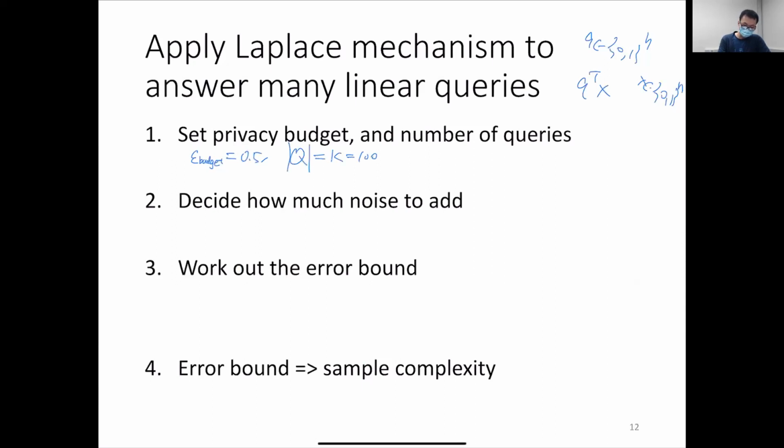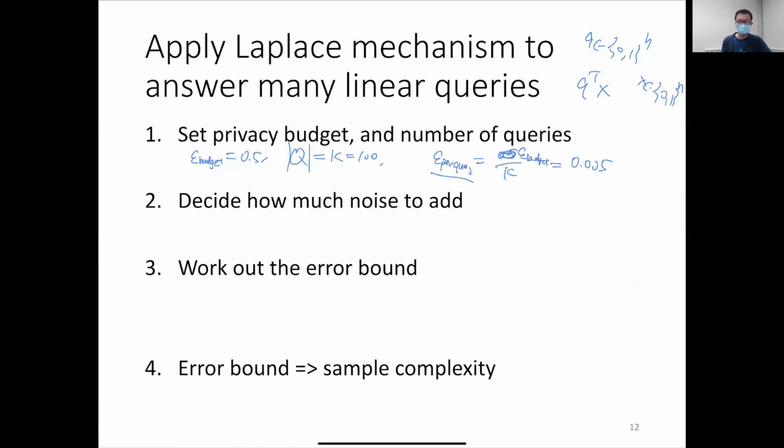Okay, so what we need to do is to say that after composing for k rounds, the total budget needs to be 0.5, right? And by the composition theorem, we know that we need to allocate a fraction of the privacy budget to every query. Let's say that we allocate that evenly. So epsilon per query would be epsilon total budget divided by k, that will be 0.005.